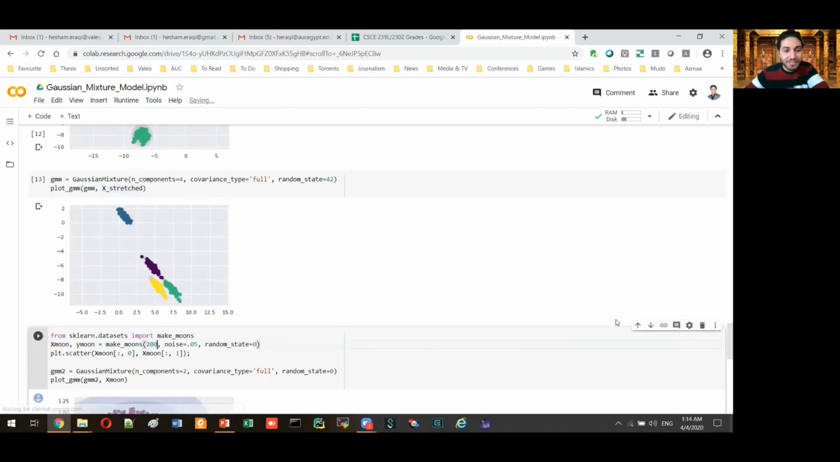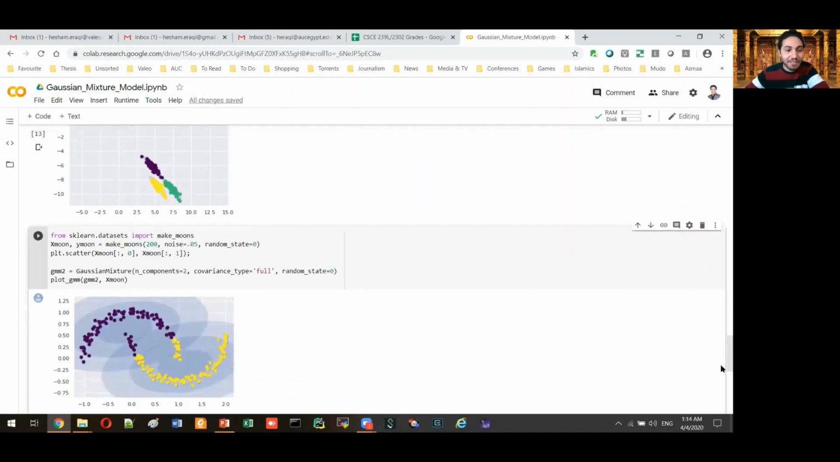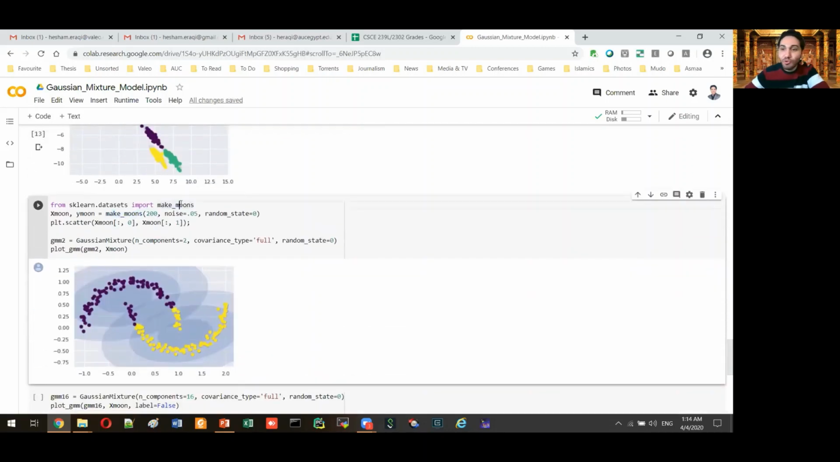Okay, let's try a more challenging pattern. You have the make moons API. It's a very nice API. You can generate data that looks like moons. And how many moons do we need? By default, it is 2. And how much noise do we need? And a random state for reproducibility. Let's run a Gaussian mixture on this data. Let's cluster them using GMM, having k equal 2.